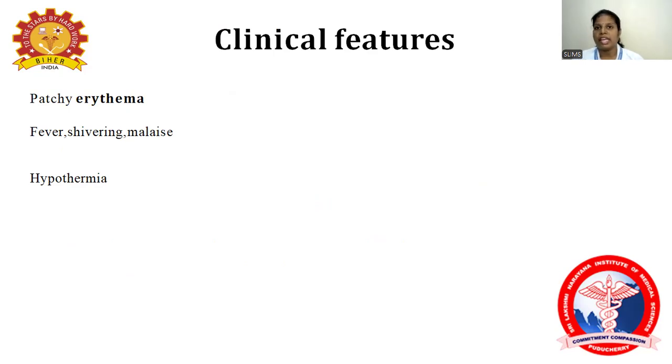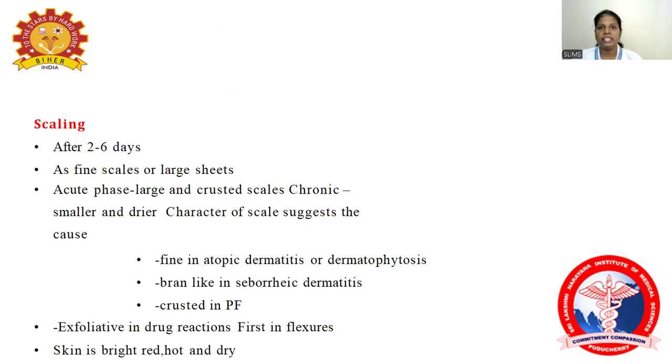Erythema can be localized and can spread to become generalized within months. Scaling appears after 2 to 6 days as fine scales or large sheets. In the acute phase, the scales can be large and clustered. In the chronic phase, smaller and drier scales will be there. Depending upon the character of the scales, we can diagnose.